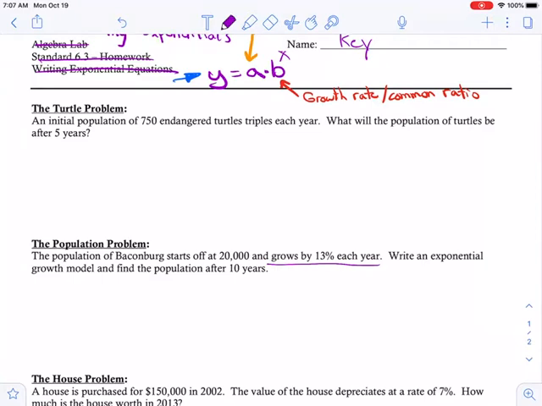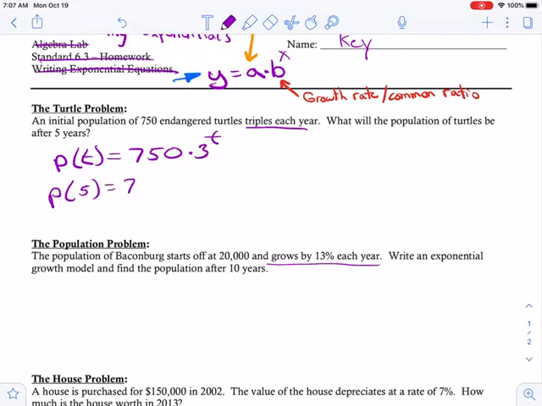So here, initial population of turtles. I'm going to start this with population of turtles, population over time is our function. So initial population of 750, and then we are tripling each year. So this is 3 to the t power, where t is basically time in years. So what will the population be after 5 years?